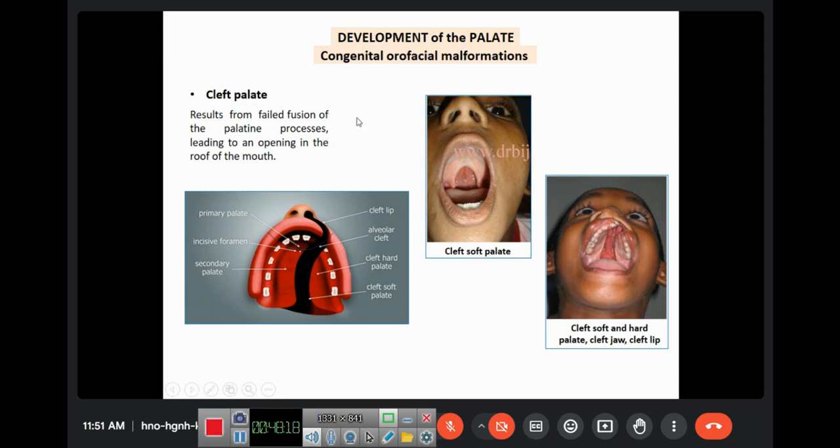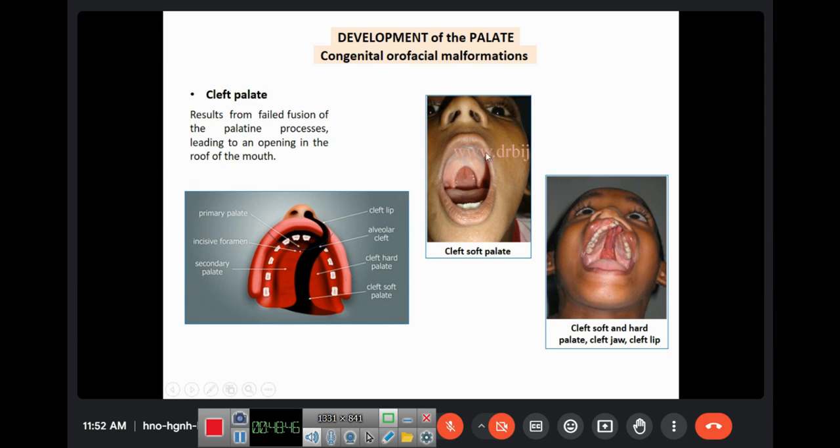They can be in different cases a result of failed fusion between the left and right parts of the secondary palate, between the fusion of the secondary palate with the primary palate, and the failed fusion between the primary palate and the rest of the upper jaw formed with the maxillary process.